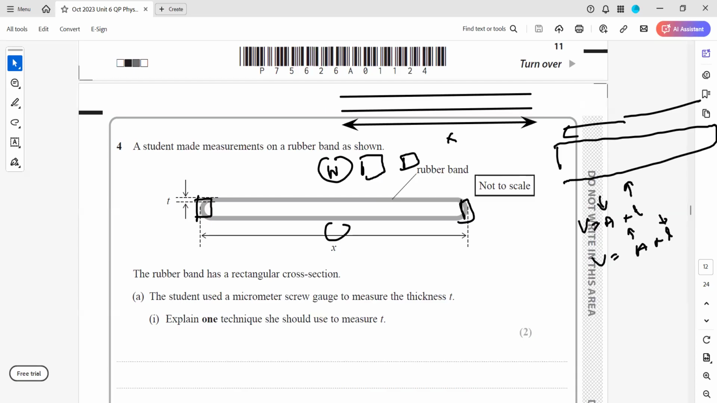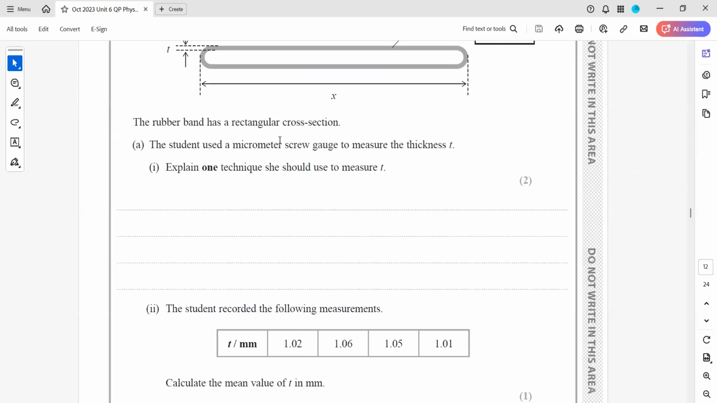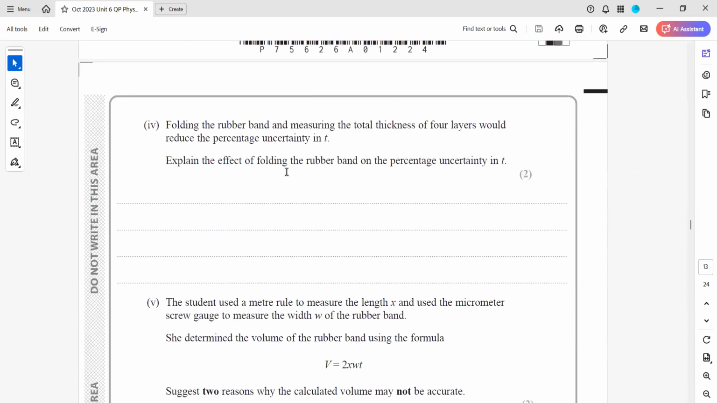So the two reasons why it is not accurate: one is we did not take the sides of the rubber band when it is stretched into account. And the second thing is the width may not be constant when the rubber band is stretched or compressed. That's why this will lead to a wrong result.